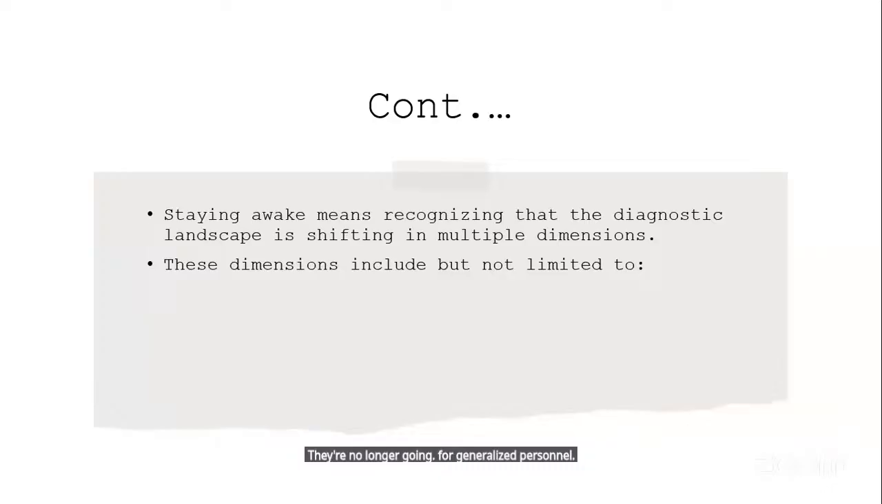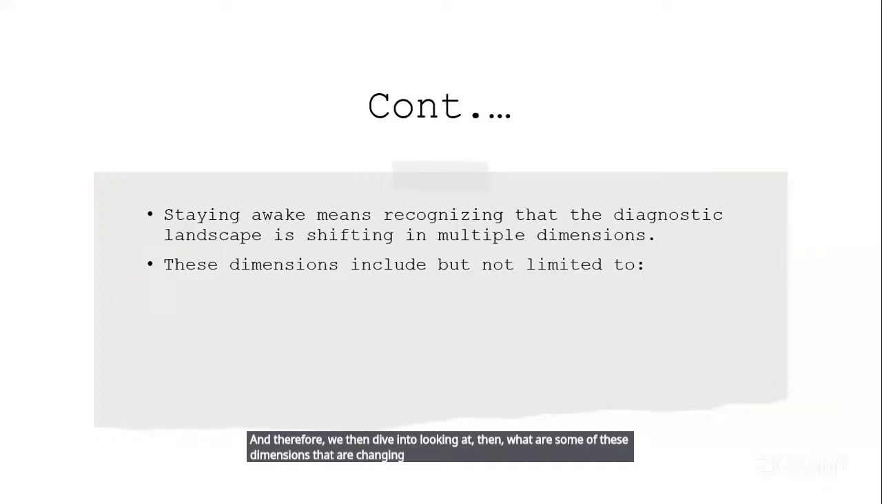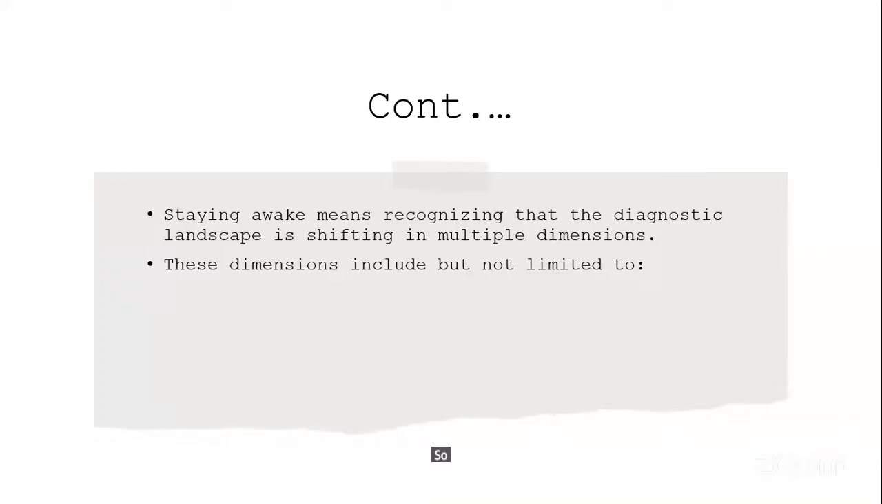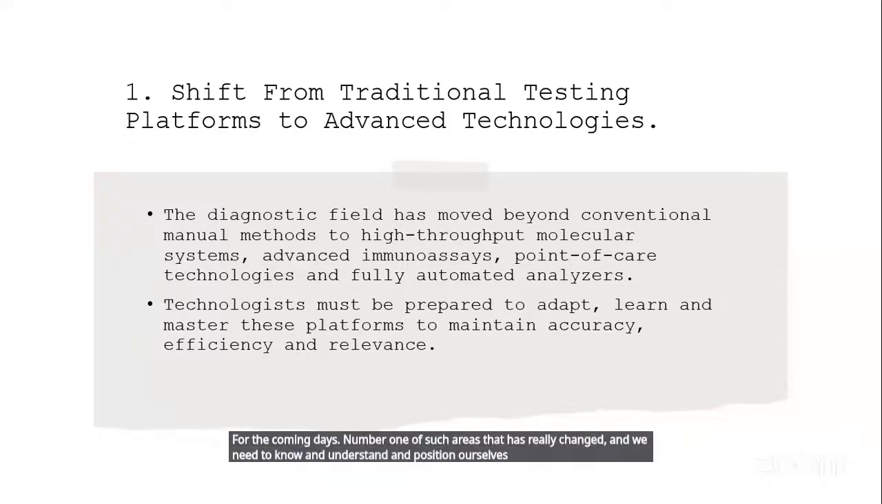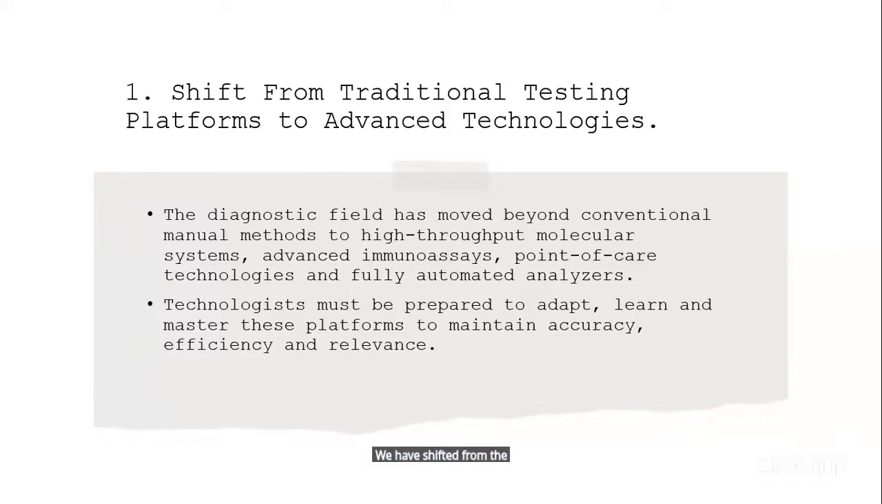With the technology advancements that we have right now in the sector, how are you positioning yourself for this? And therefore, we dive into looking at what some of these dimensions are that are shifting, so that we see how we can position ourselves better for the coming days. Number one of such areas that has really changed, and we need to understand and position ourselves better for, is that we have shifted from the traditional testing platforms to more advanced technologies.